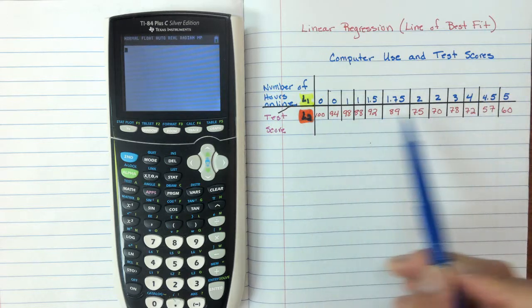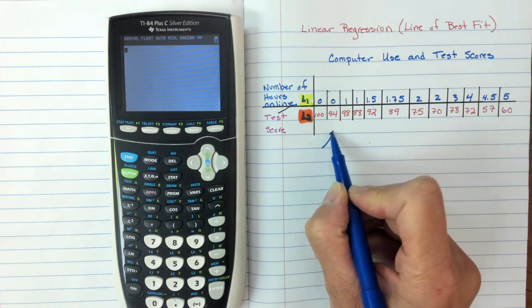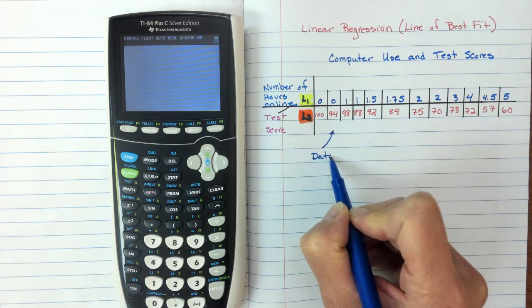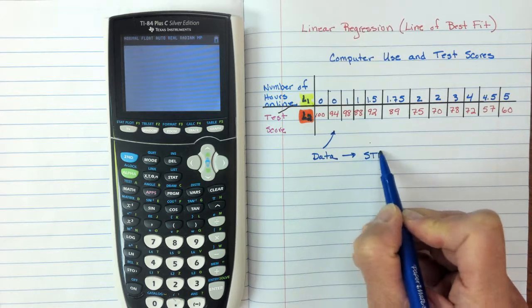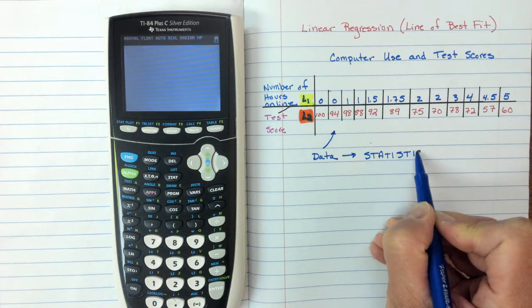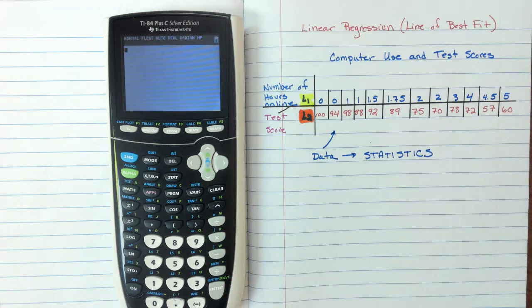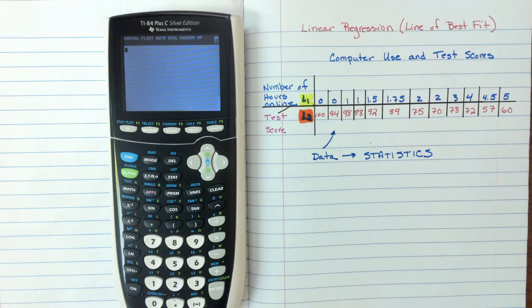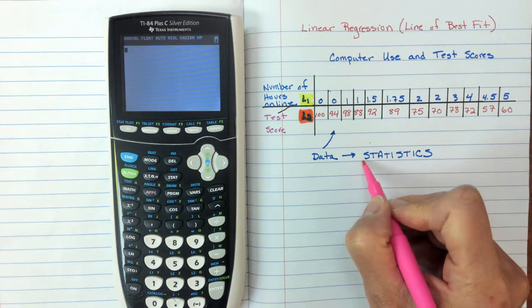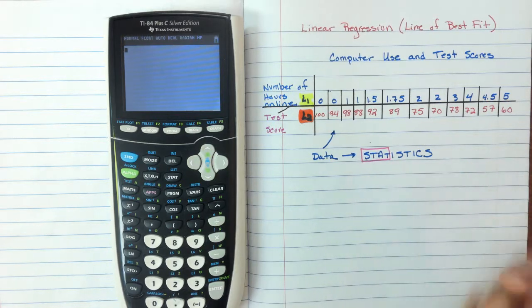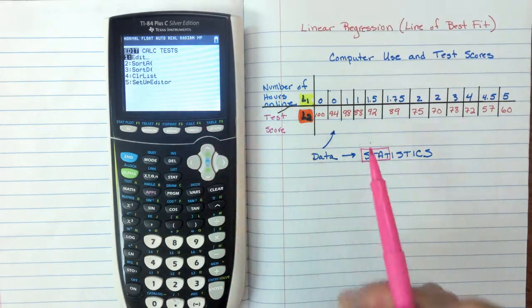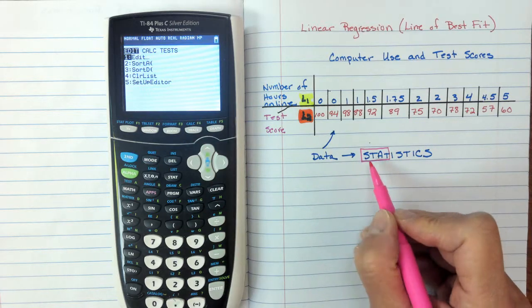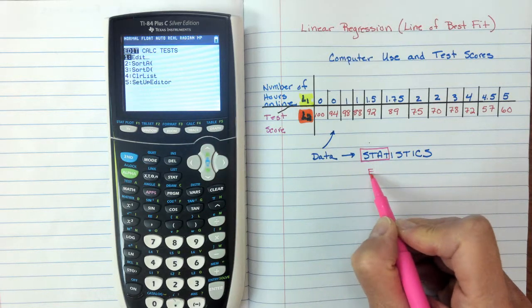So what we're doing when we have data, we'll call that data, and whenever we're dealing with data, that means we're dealing with statistics. So that's one way of remembering what we're going to do. And statistics is short, we would call it stat. So when we're given a list of information, we're going to look at our stat button. So push stat, and then we are going to edit.